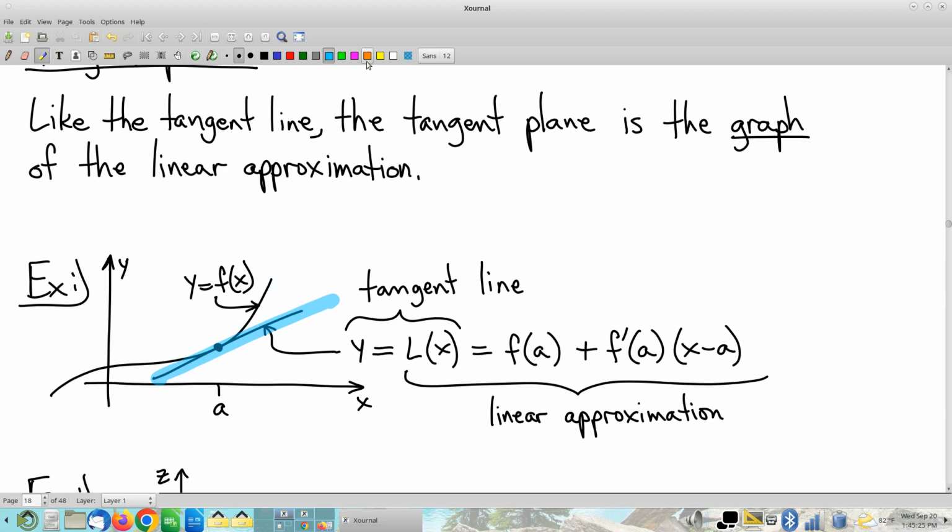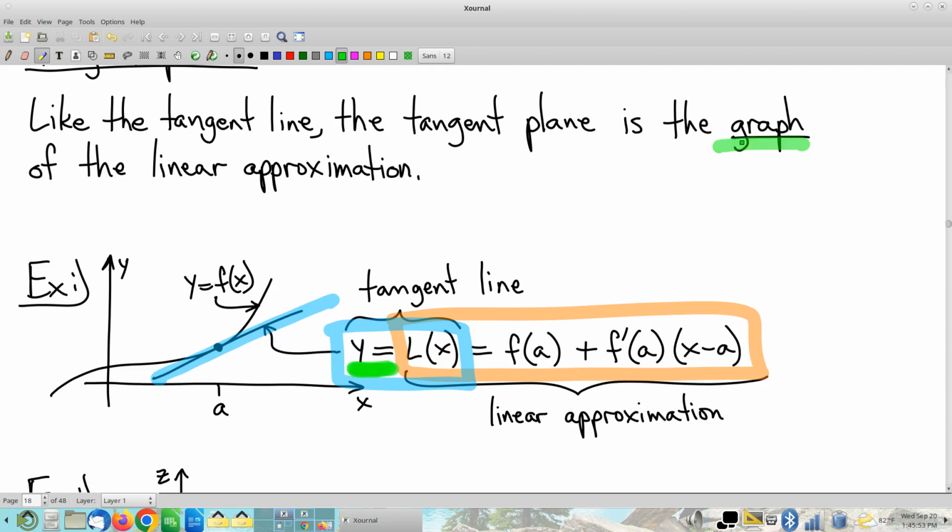So we have previously talked about the linear approximation. This is a function. This is a purely algebraic object, right? It's just a function. The tangent line is not a function. The tangent line is a curve. It's a geometric object. Right now, it's closely related in that it is the graph.